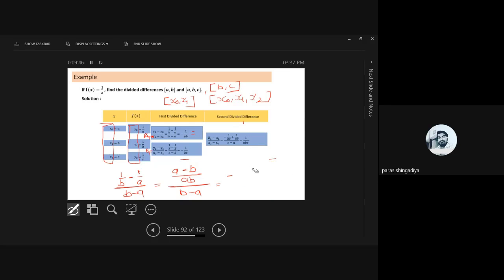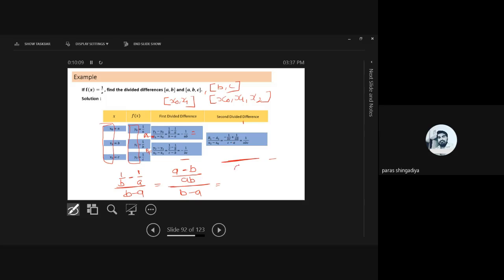Why is it plus 1 upon ab? Because there is a negative sign in between these two terms, so one term will be positive there. So it is minus 1 upon bc plus 1 upon ab divided by c minus a. Now take the LCM in the numerator.